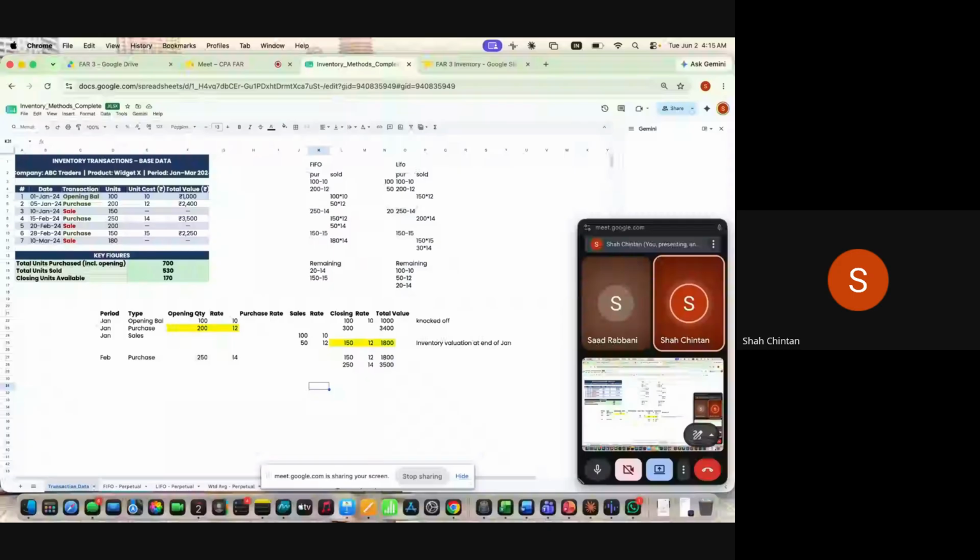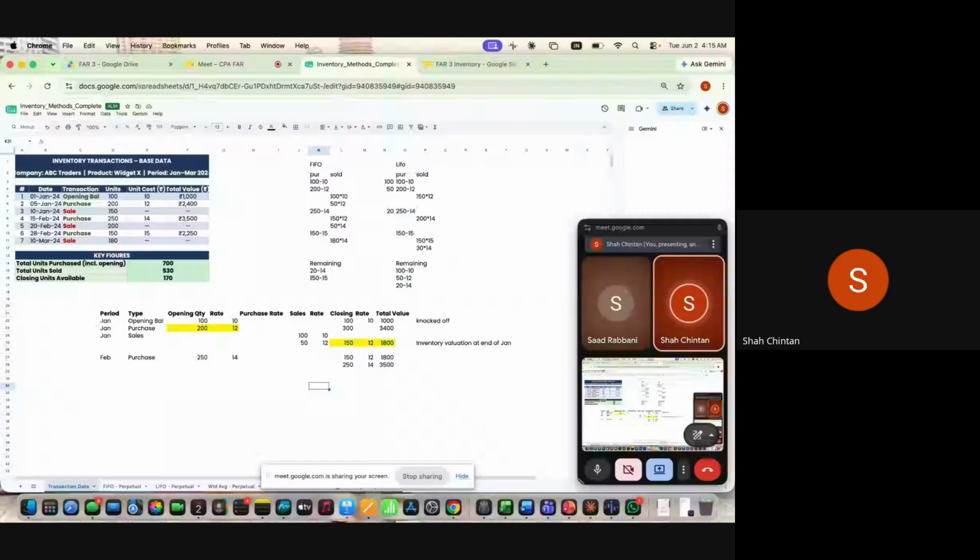Now, first 100 item, this is knocked off. So I'm just putting a word, this is knocked off, entire sold out. So you have this particular item which is lying in the stock. So what is the value of your inventory? It's 150 units at the rate of $12 each. So your closing inventory after this transaction stands at $1,800.